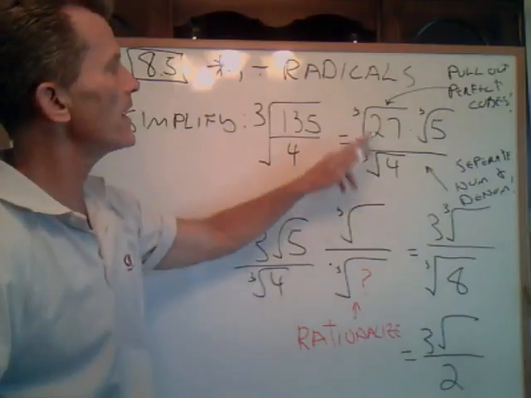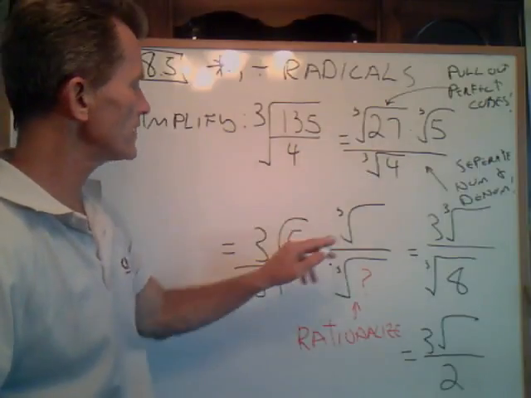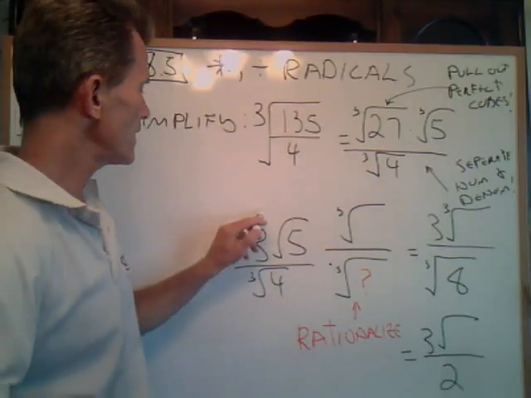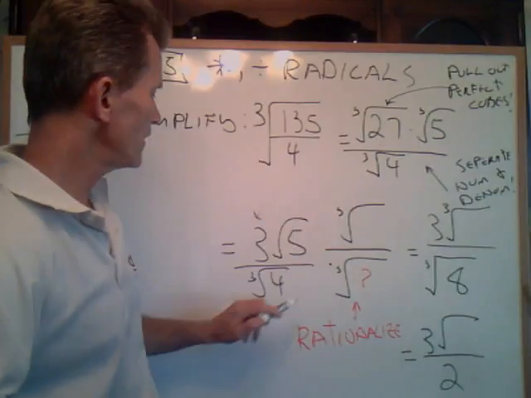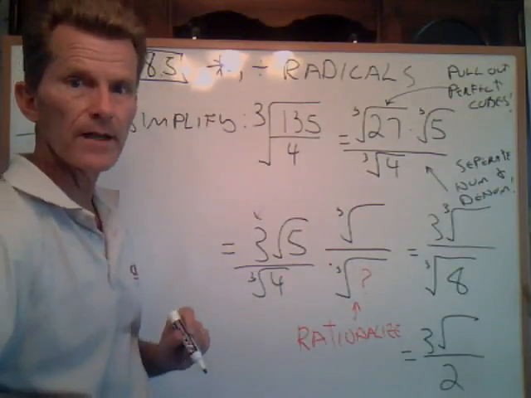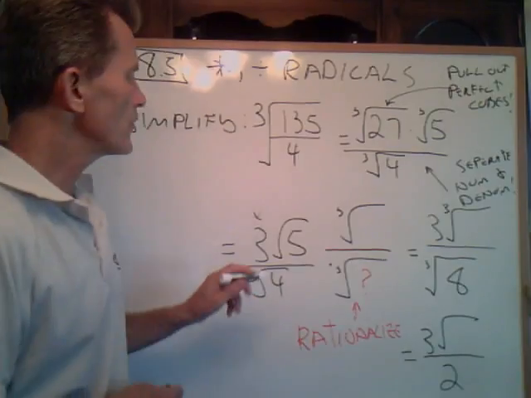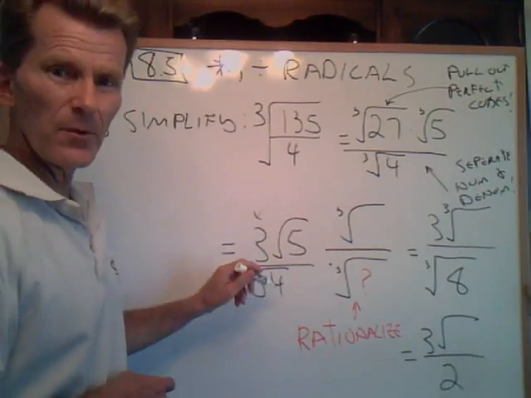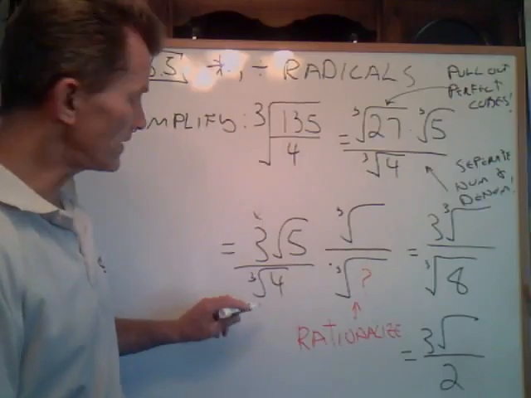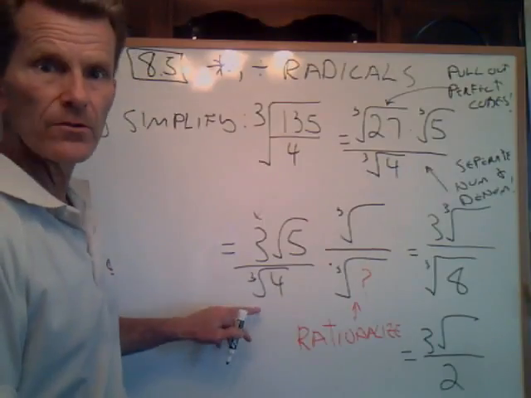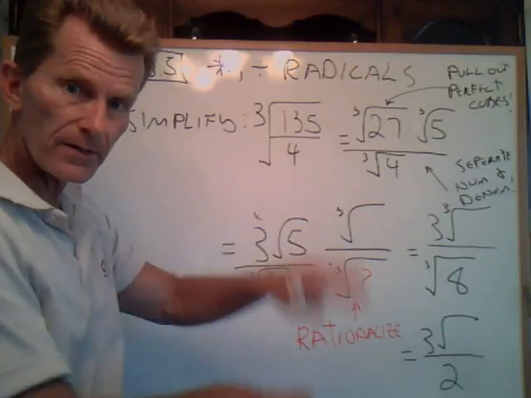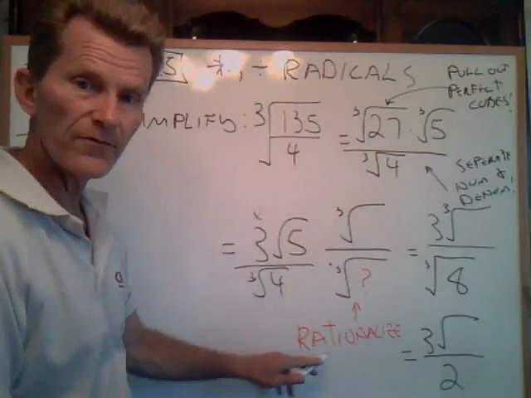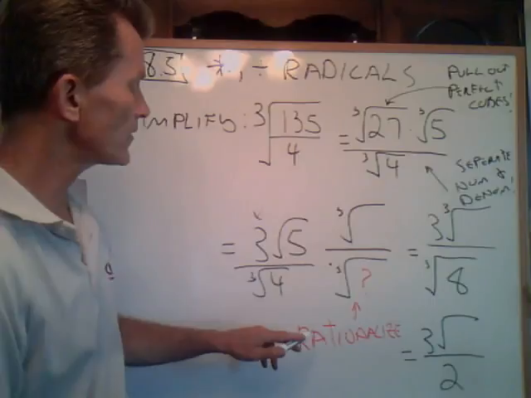Now let's go ahead and simplify. Cube root of 27 is 3. Cube root of 5 I brought down. Cube root of 4 I brought down. Now from here, I'd be happy with this except for one little minor detail, and that is what? We do not care for radicals in the denominator, down low. So what do we have to do? We have to rationalize.